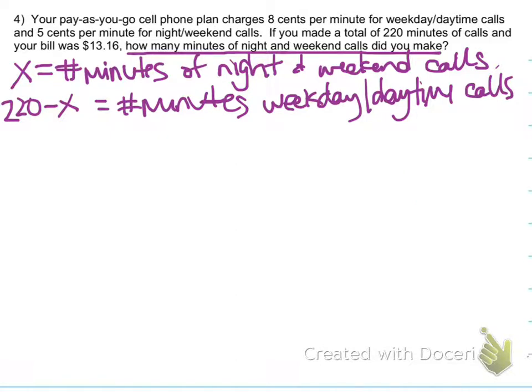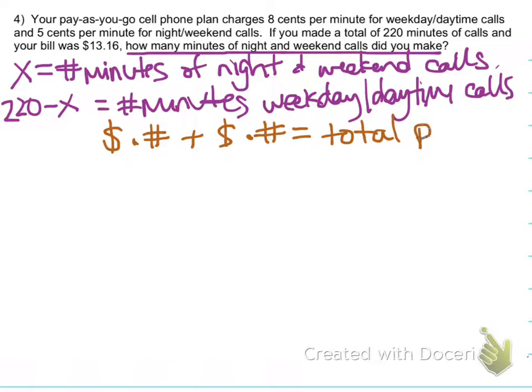Now remember again, we're dealing with money, and we're dealing with a number of calls. So again, our verbal model would be the price times the number of night and weekend calls, plus the price times the number of daytime calls, is going to give us the total price. Because keep in mind that this is a price per minute, so our unit conversion would still cancel out.